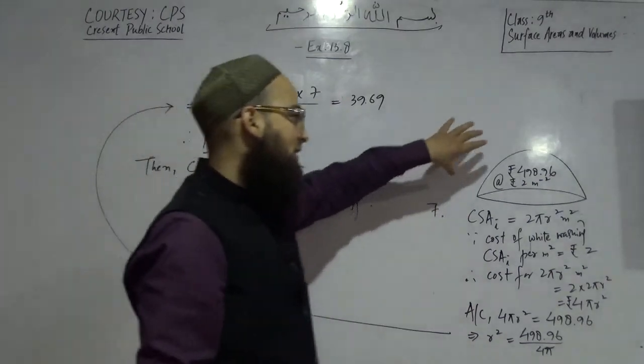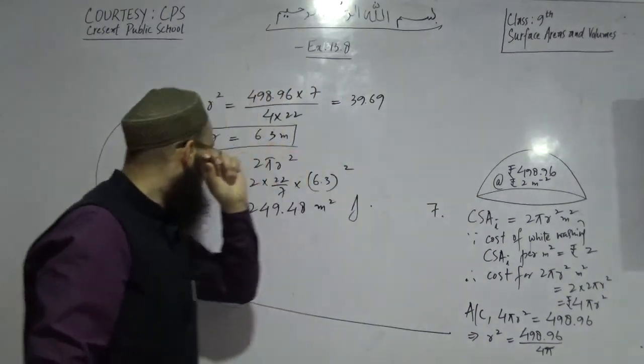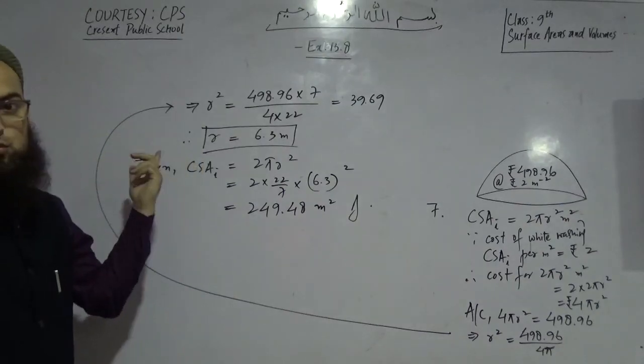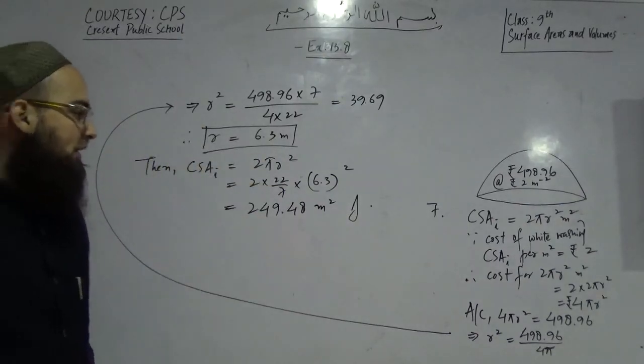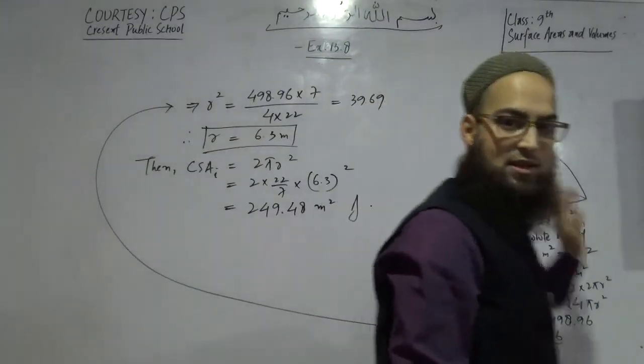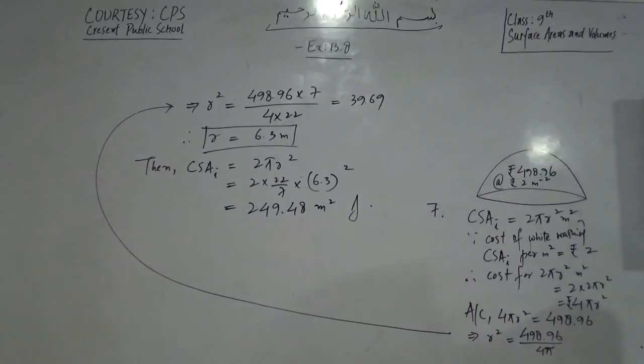That means find the volume of this dome, 2 by 3 pi r cube. You have the radius, so put the radius in 2 by 3 pi r cube, and you will get the volume of air contained in this dome. Make a note.